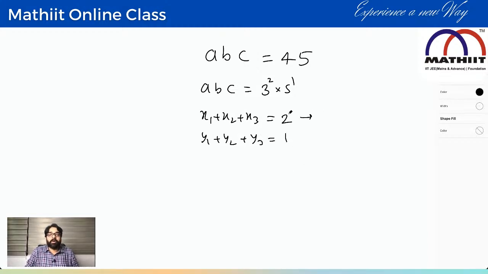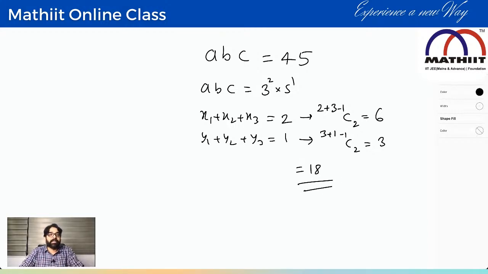What will the solution be? 2 objects, 3 groups, identical objects. So 2 plus 3 minus 1 C3 minus 1, so 5 minus 1, 4C2. 4C2 is 6. And this will be 3 plus 1 minus 1 C2, which is 3C2, which means 3. So this and this, both conditions satisfied, and by multiplication 18 will be the answer. So many people gave 18 as the answer also.